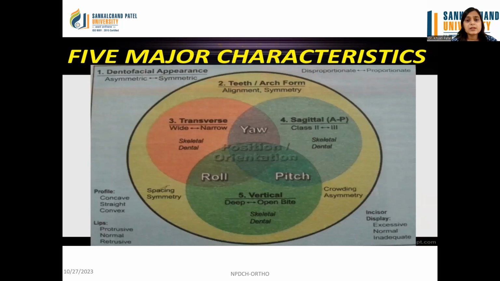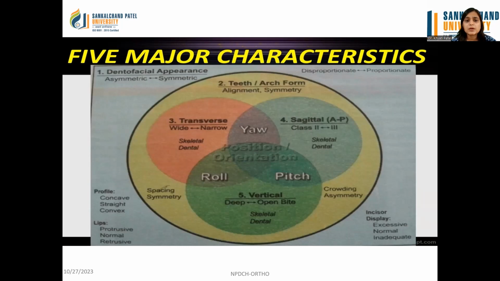Now, the second thing is the teeth and the arch form. In the teeth, we need to check whether the teeth are aligned or not. If they are aligned and following the normal curve of the arch, then they are normal. If they are not aligned, there might be spacing or crowding. You can see in the yellow color, on the right side it is written spacing or symmetry, and on the left side it is written crowding or asymmetry. So you need to check whether the arch form is symmetric or not. After dentofacial appearance, you need to check the patient's teeth and the arch form.